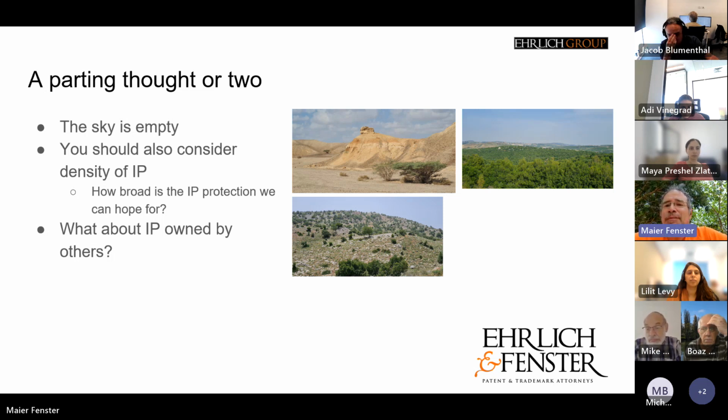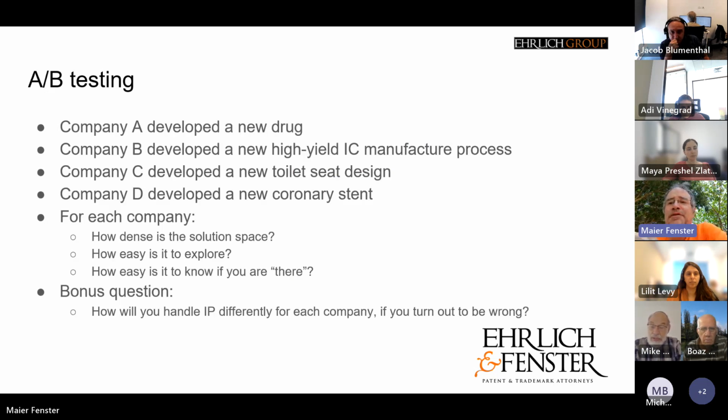And last but not least, what about IP owned by other people? Is it a problem? I didn't talk about it, but it doesn't mean you shouldn't be thinking about it. For an example, let's think about 4 different companies. One is developing a new drug. One is developing a new high-yield integrated circuit manufacturing process. One's developed a new toilet seat design. One is developing a new coronary stent.